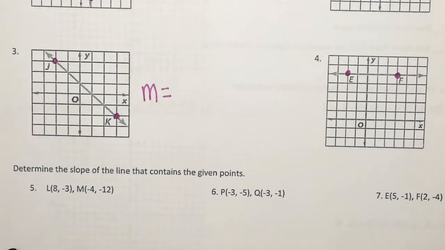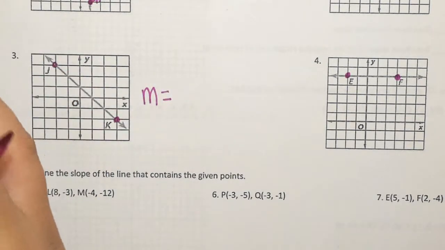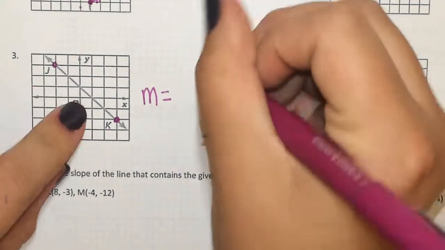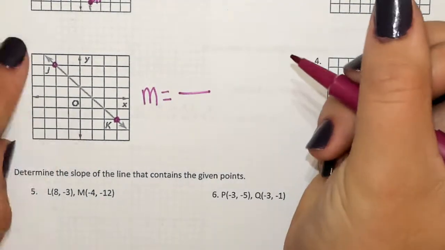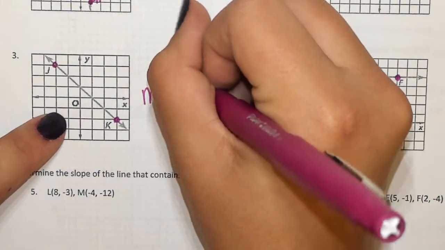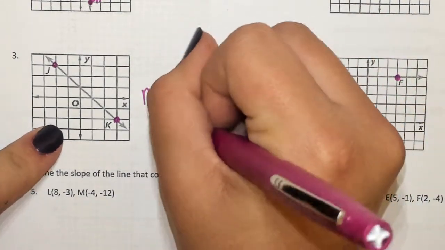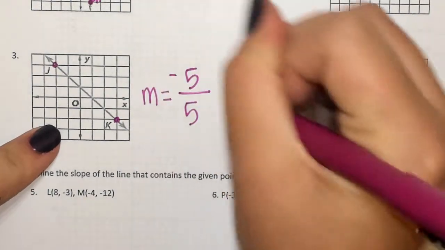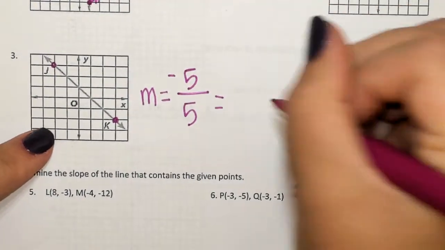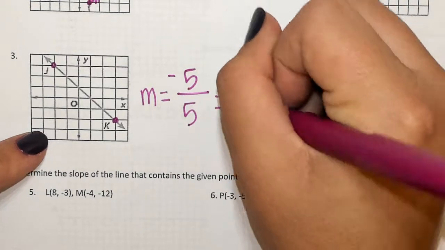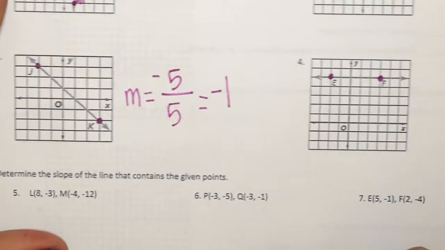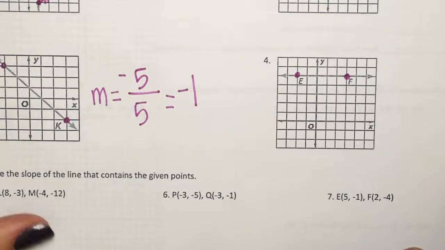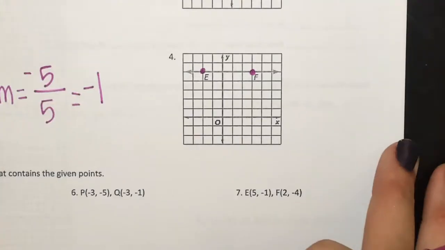Reduce it. Okay, so what was the rise for number 3? 5. I got 5, and the run is 5. But what kind of slope? It's negative. Now, can I reduce this to what? Negative 1. Number 4. What kind of slope?